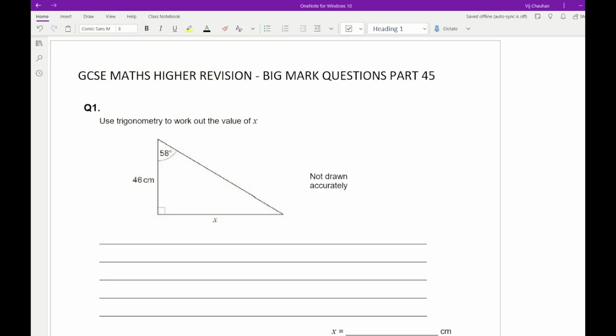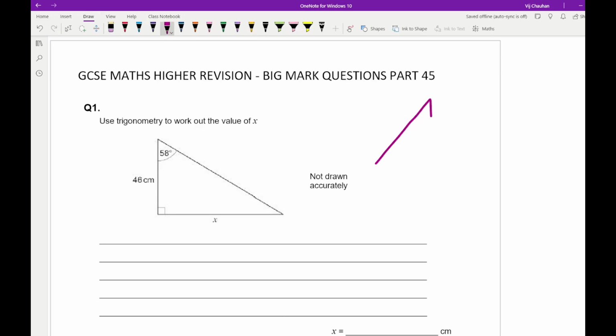So getting started on question 1, it says use trigonometry to work out the value of x. Now for this we just need to make sure that we recognise that the triangle isn't usually in the right orientation of what we usually expect with trigonometry questions. So to make this question a little bit easier for you to understand in terms of the labelling, what you may want to do is just turn this triangle onto one of its sides so that we've got the angle here of 58, this side here is 46, and this side here, which is what we're trying to find.